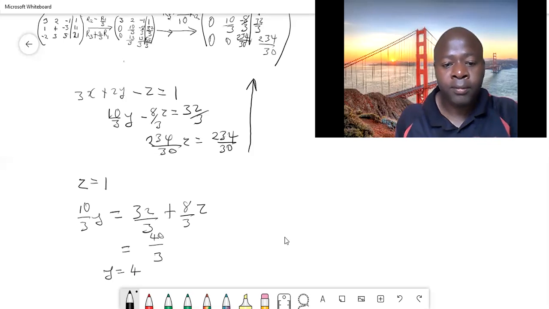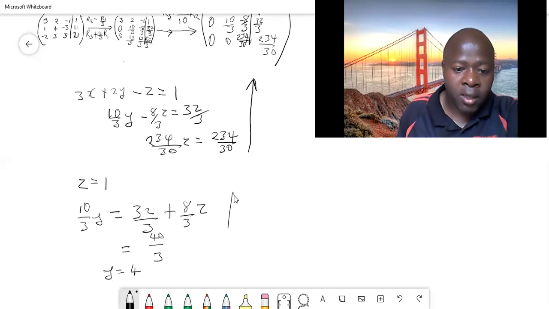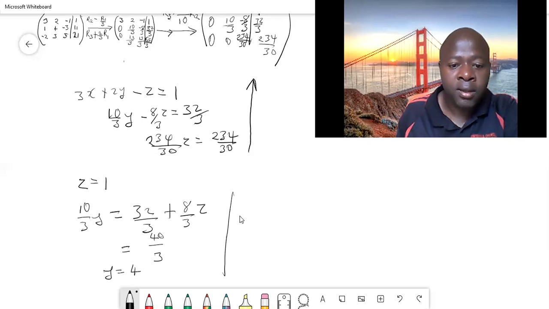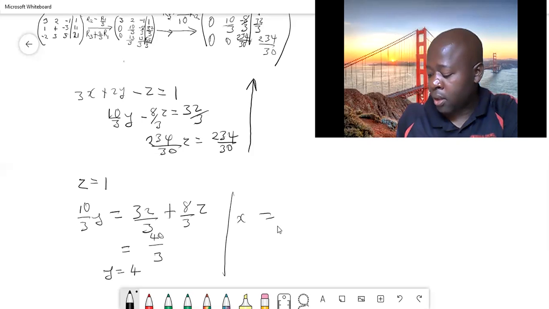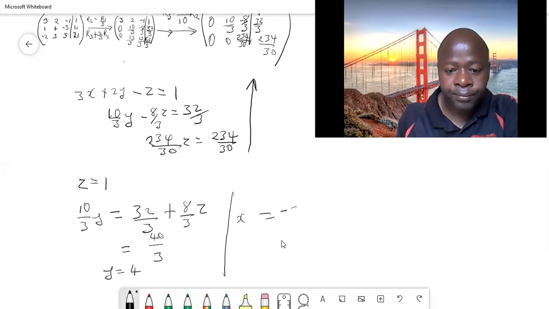Y will be 4. So after getting z and y, we now move to the first equation here, substitute the value of y and z, and then get x to be -2. So generally, these are our solutions. X is -2, y is 4, and z is 1.